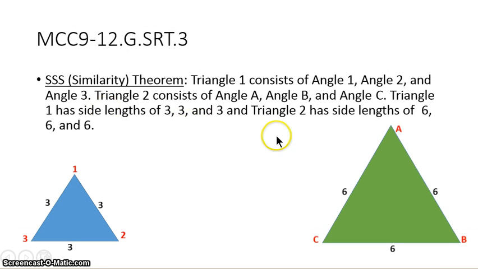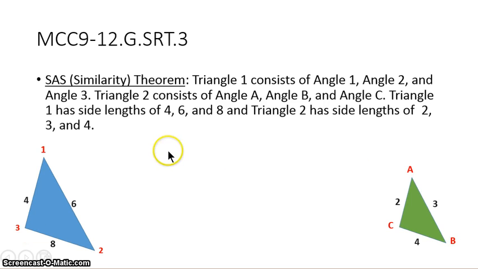SSS similarity theorem. So triangle 1 consists of angle 1, angle 2, and angle 3. Triangle 2 consists of angle A, angle B, and angle C. Triangle 1 has side lengths of 3, 3, 3, and triangle 2 has side lengths of 6, 6, 6. Now, 6 divided by 3, 6 divided by 3, and 6 divided by 3. Well, that'll get you 2 all around. So can we tell that these two figures, using the SSS theorem, are similar to each other? Yes, in fact they are.